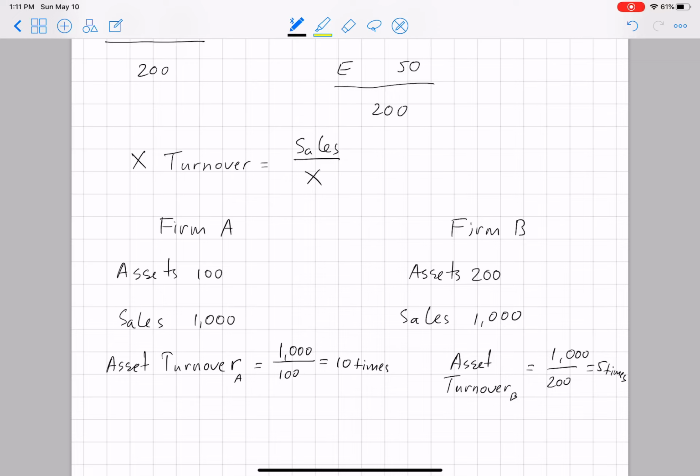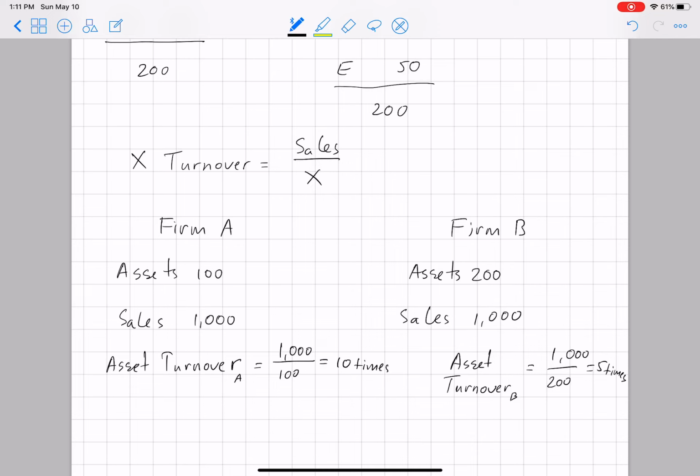So let's think about why it might happen. Well, the most obvious would be just overinvestment in assets that are not productive. So you could think of some kind of excess capacity. Perhaps firm B invested a lot in fixed assets like plant and equipment. It built a lot of production facilities, but it really underestimated its demand. So a lot of that capacity is just idle.